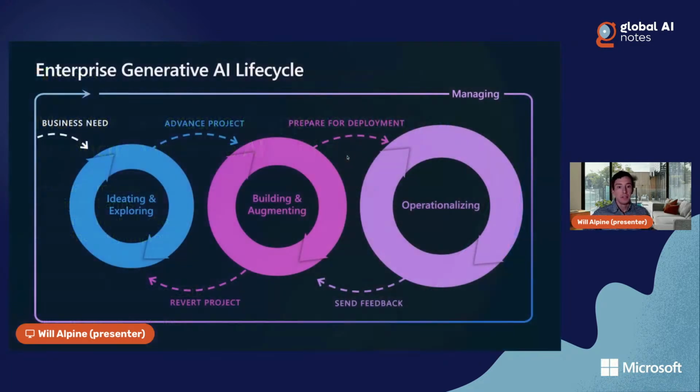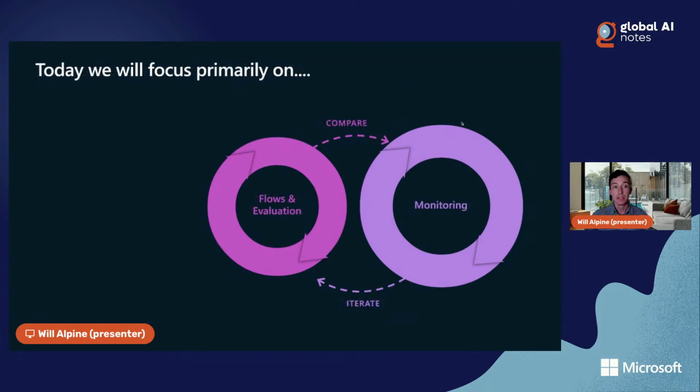There are three phases in the enterprise generative AI lifecycle. There's ideation, there's building, and there's operationalizing. Today, we're focusing on the creation of a flow and an evaluation, and then comparison of flows, and then operationalizing through model monitoring, and then continuously iterating and improving upon that application.